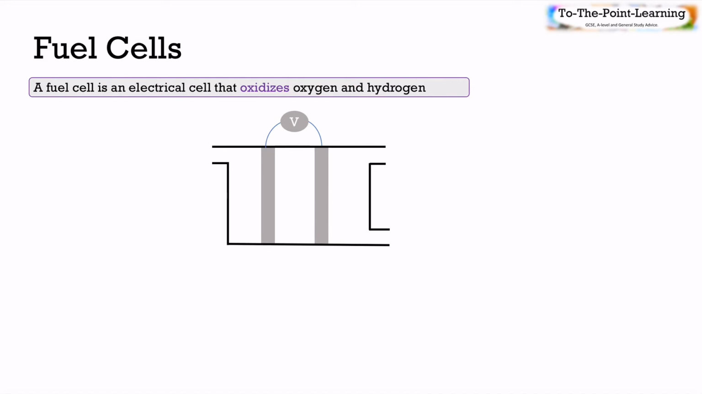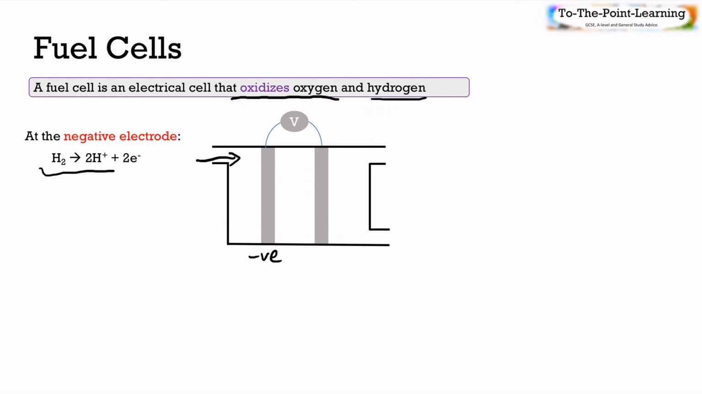So the final part of this lesson is fuel cells. So what is a fuel cell? Well, a fuel cell is an electrical cell that oxidizes both oxygen and hydrogen. Okay? So what happens? Well, we have two parts to it. We have a negative electrode, which is this electrode here. And hydrogen enters in here and undergoes this reaction, which is an oxidation reaction because it is losing electrons to form H+ ions. Redox, remember.